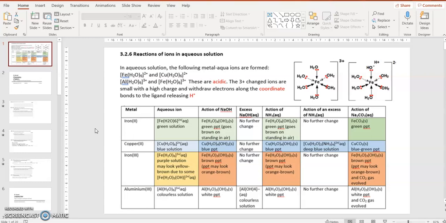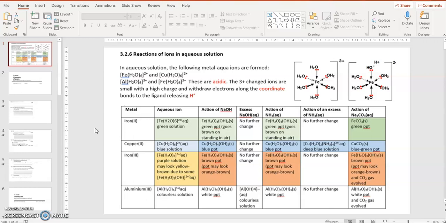Fe3+ does the same, but this time I need 3 OH minuses to balance up the Fe3+ and leave no charge left over, and I get a brown precipitate of iron 3 hydroxide. Aluminium does the same, but it's going to be white. Al3+, group 3 after all, replaces 3 of the waters with 3 OHs, OH minus 1 each, to leave no charge overall, and that's why it's a white solid.